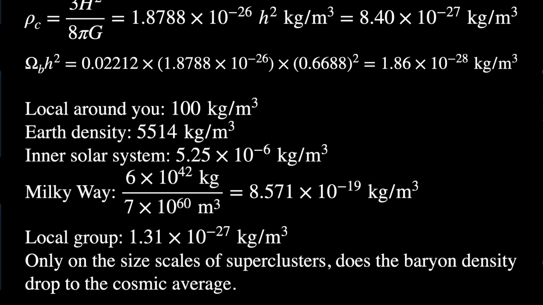Only on the size scales of superclusters, once we're looking at 200 megaparsecs or so, does the baryonic density drop to the cosmic average when we start to figure that in. Otherwise, we don't get to that point of homogeneity. Why we use density is because homogeneity means even mixing. So if you mixed everything out evenly and took an average, that's another way of looking at homogeneity. So only on the size scales of superclusters of galaxies does it finally drop to that cosmic average.